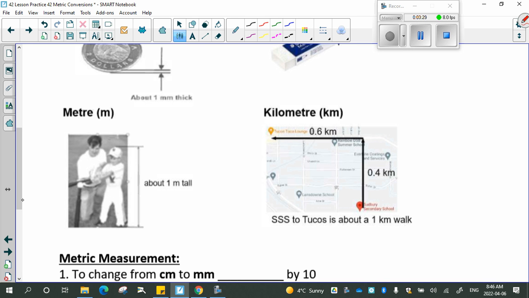So I can't read that. It looks like to go from, is this somewhere we recognize? I don't think so. But okay, so on a map then, 0.4 kilometers and 0.6 more kilometers gives you 1 kilometer, so.